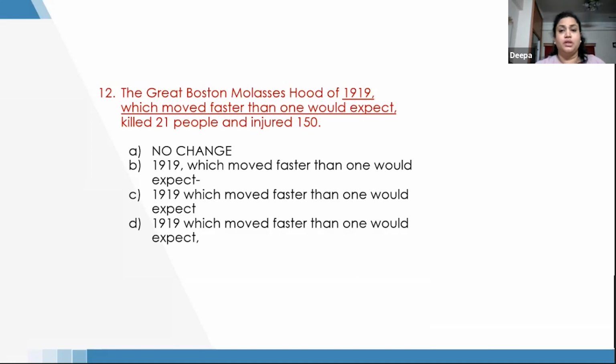Therefore, what we have to check is there is a comma here, perfect. There is a comma here, perfect. Therefore, we go for no change as the right option.